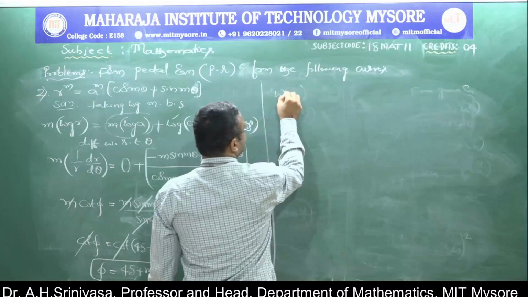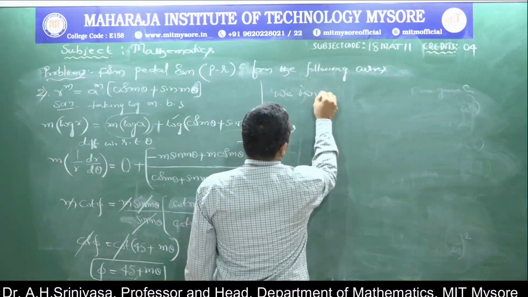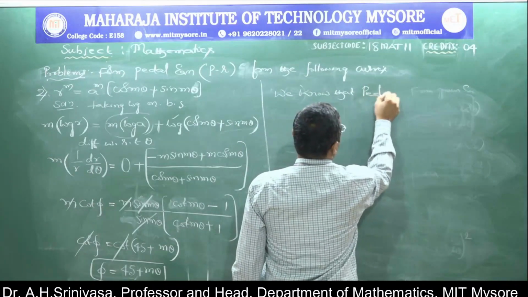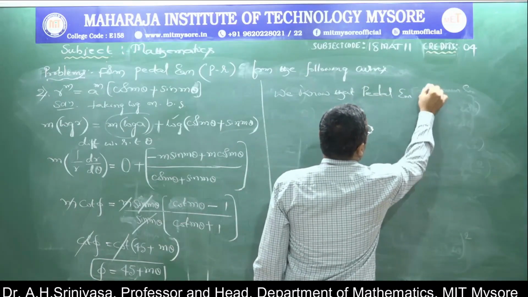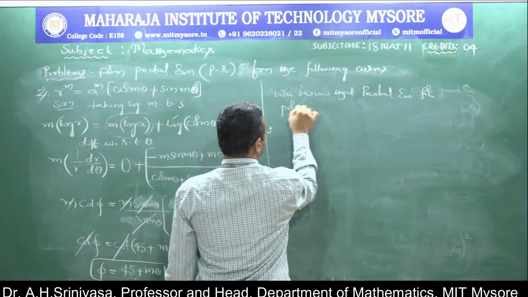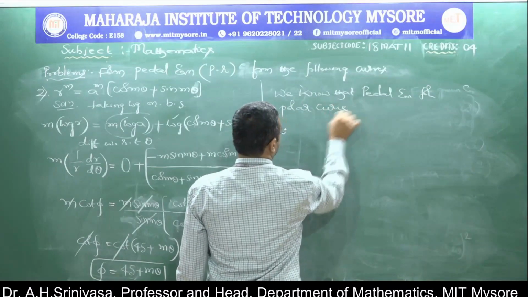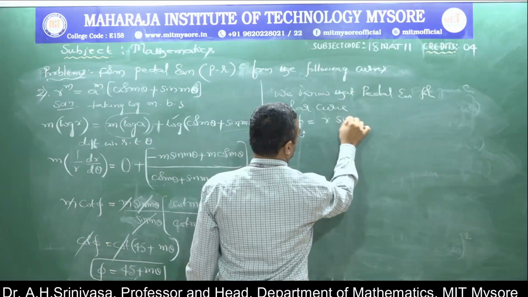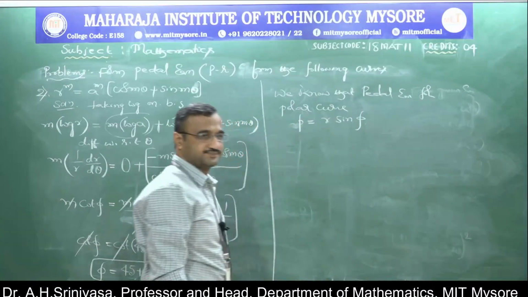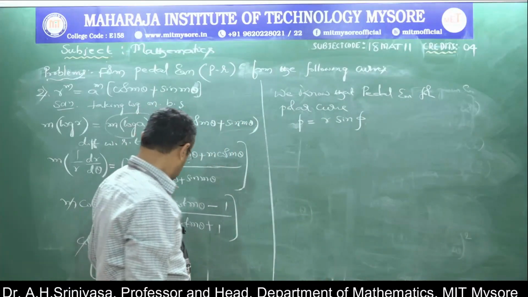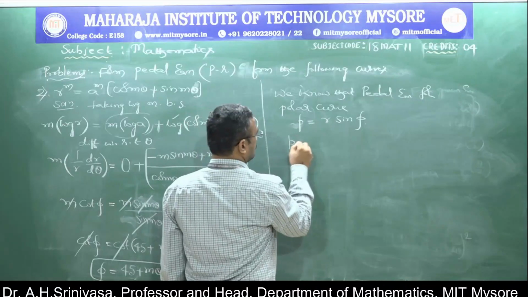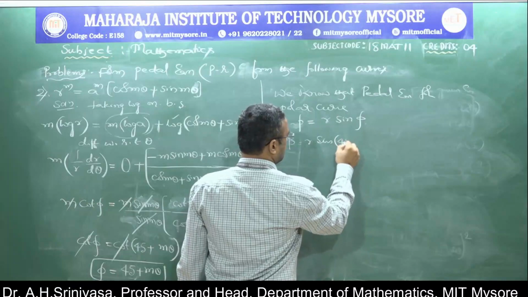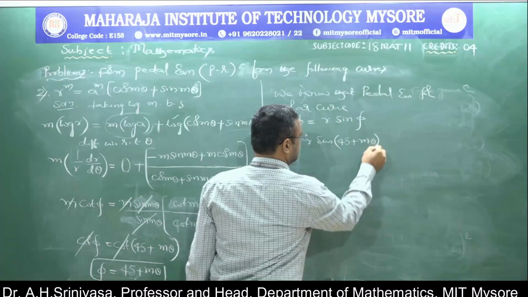We know that the pedal equation for polar curve, P equal to R times sin phi. Okay. Now use this one. P equal to R into sin phi, whose value is 45 plus m theta.